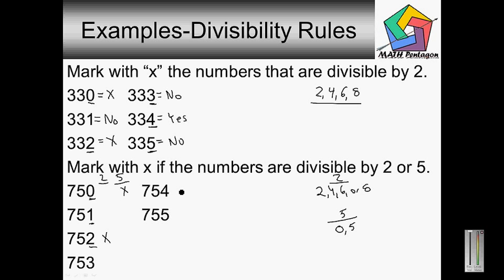For 754, the 4 is an even number, so that's definitely divisible by 2. Is it divisible by 5? No, because it doesn't end with 0 or 5. So you don't put anything there. Then we have 755. Is it divisible by 2? No, because 5 is not an even number. Is it divisible by 5? Yes, because it ends in 5. So we put an X here. So those are the final answers for those questions right there.